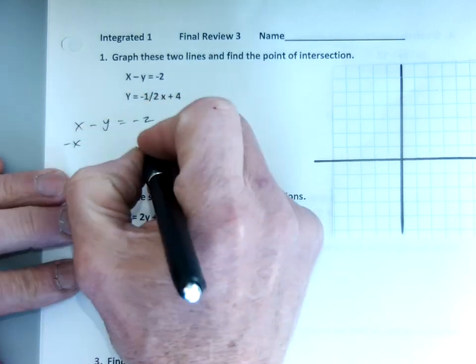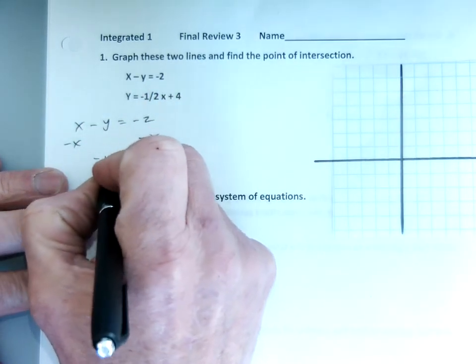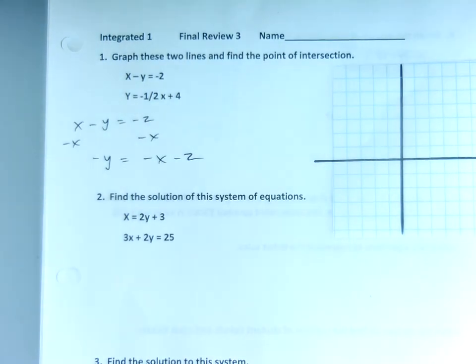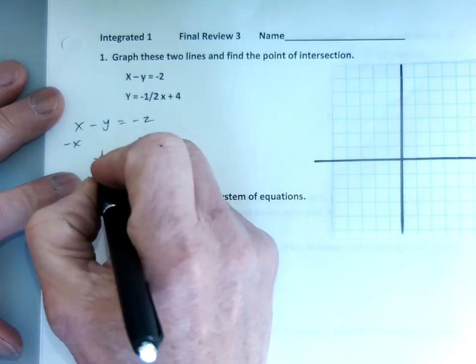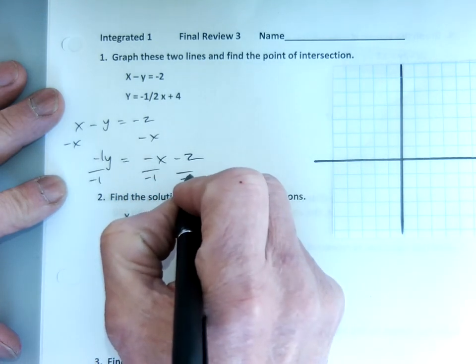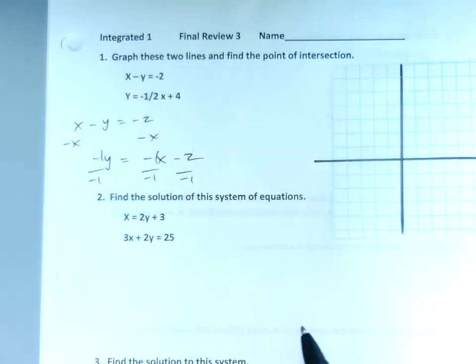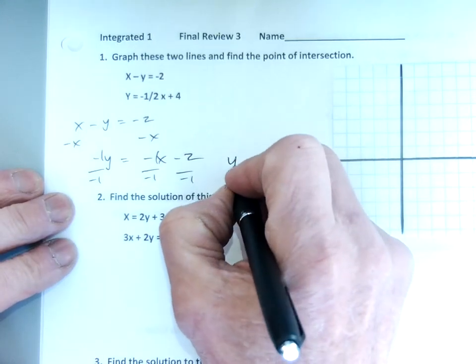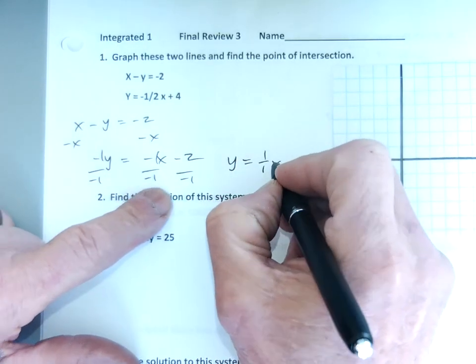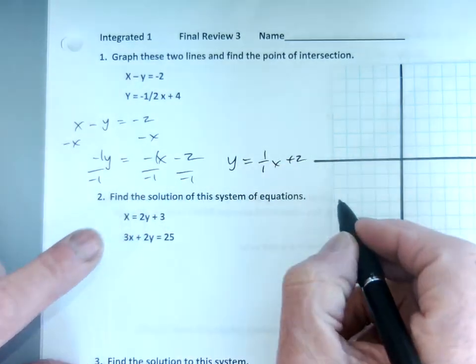I'm going to go minus x. I'll have a negative y equals a negative x minus 2. You can't add those because they're different. Now, this negative y is the same thing as negative 1 y. So I'm going to divide everything by negative 1. And then, that's also 1. So then I'd have y equals 1 over 1 x plus 2, because negative divided by negative is positive. Now I can graph that.